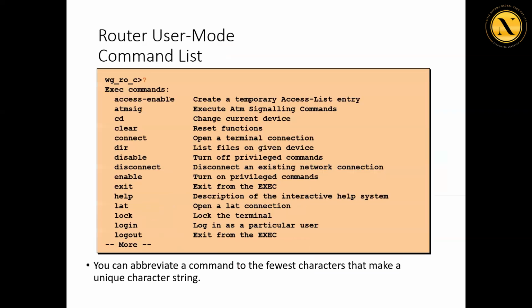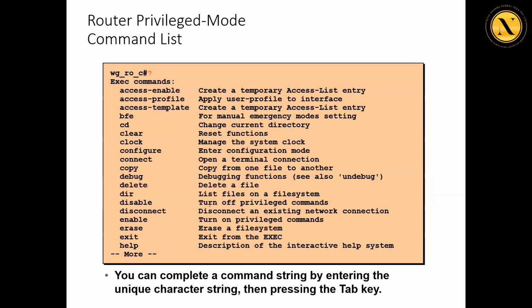And if you don't know what commands to give, type question mark and it will display all commands from A to Z. We know more: space, space, space gives full pages; enter gives one line; tab, no more output; break. What each command does is given here. Likewise, you can press a question mark from privilege mode for more commands. Keep on pressing space or enter. You can complete a command string by entering the unique characters and pressing the tab key.